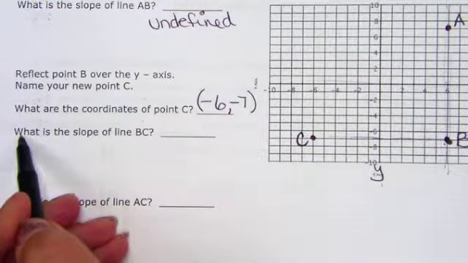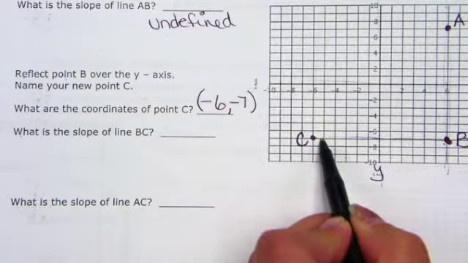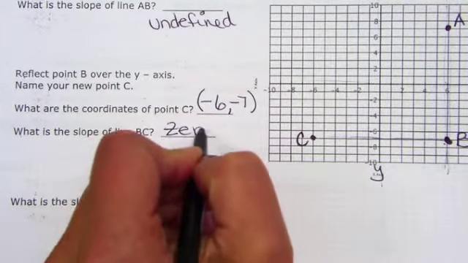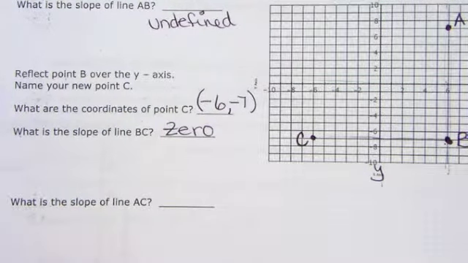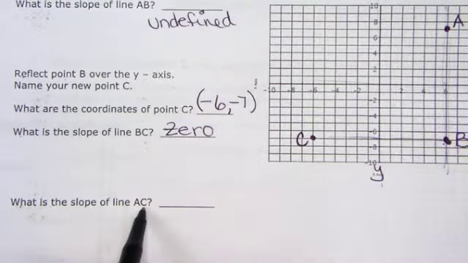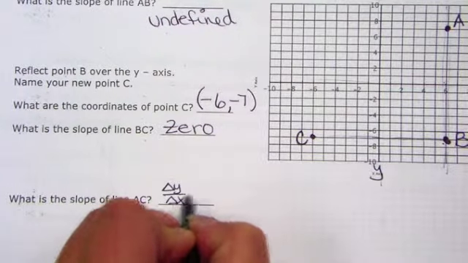Take a second and write the slope of line BC. If you wrote 0 slope, you are correct. Now we want to find the slope of line AC. Remember, that is our change in y over change in x.